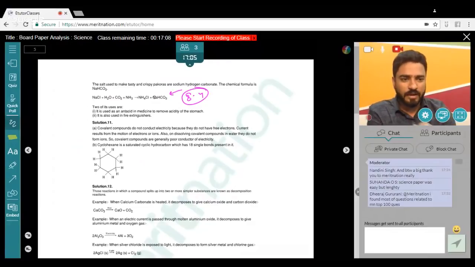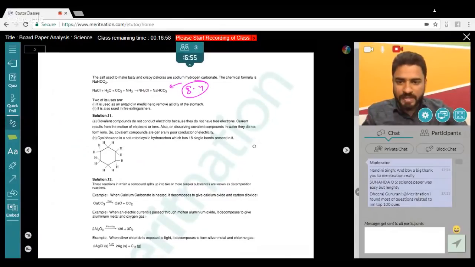So there is some correction, or probably you will get some grace marks in this particular question. But NaHCO3 was the answer for this question. Okay. Moving on to the next question, that is from your chemistry.